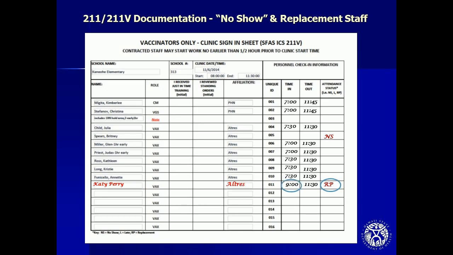Notice that Katy Perry's sign-in time is after the required start time, and she would have been considered late if not for the RP designation in the attendance status column, which indicates that she was a replacement staff. Because there are disciplinary actions for staff who are repeatedly late for clinics, the RP designation in the attendance status column is very important.